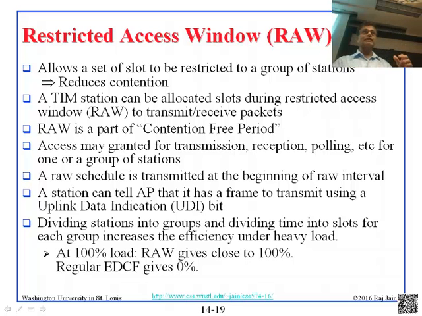So in 802.11, we had contention-free, which is reserved, and contention-based, right? In the original standard, contention-free was just reserved for 1 station. Now here it is for a group of stations. Access may be granted for transmission, reception, polling, etc., to 1 or a group of stations. A RAW schedule is transmitted at the beginning of the RAW interval.